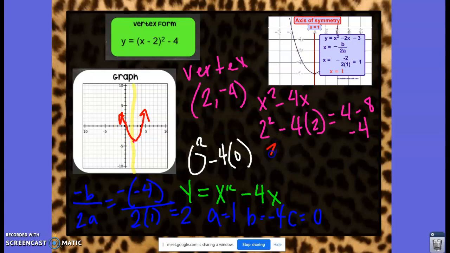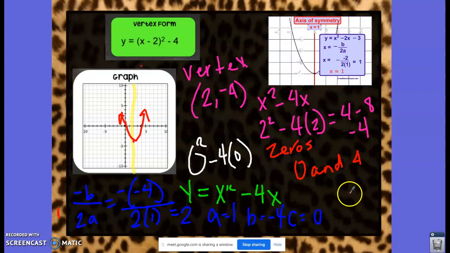So now we know our zeros, also known as roots, solutions, x-intercepts, and that, whoa, I don't know what just happened there. Sorry about that. Those are at 0 and 4.